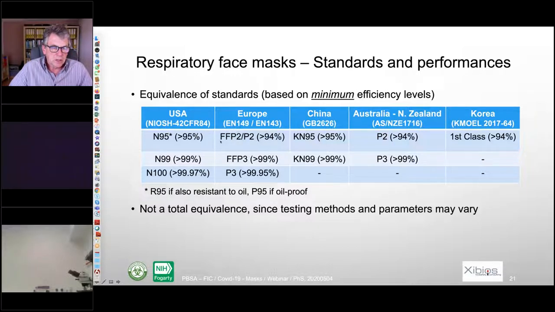If you look in Europe, we speak about FFP2 or FFP3. It's about the same level of protection. And in China, KN95 and KN99 are about the same. I say about the same because the standards are not identical. Sometimes different parameters are used, and also the testing methods are not always the same. Just below the table, I also mention R95 and P95. Those masks have the same level of protection against aerosols as N95, but they are also resistant to oil for the first one and oil proof for the second one, meaning that even if you have projection of oil and so on, it will not penetrate the mask.